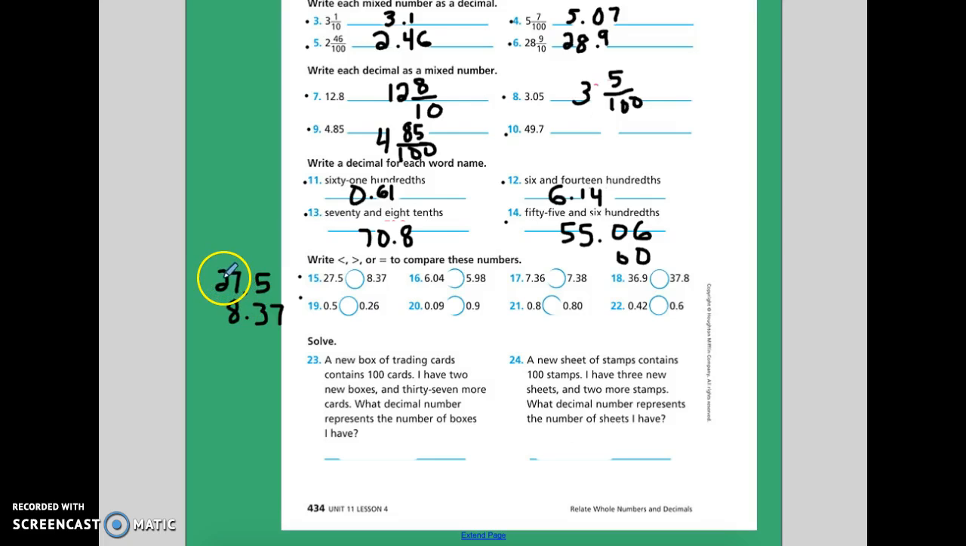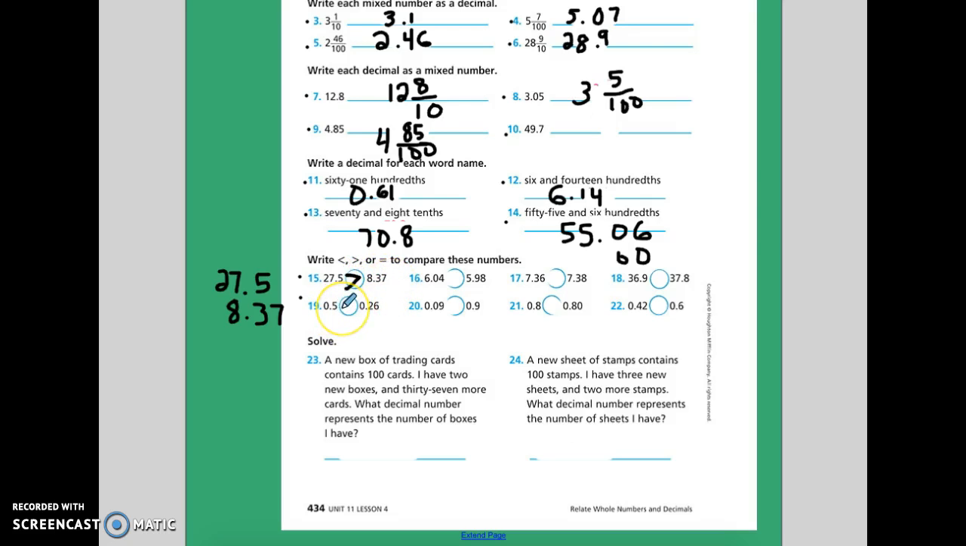Okay. And then we're going to decide which one is bigger, or are they equal. So I start in the 2s, or in the 10 spot here. I look here and there's nothing in the 10 spot here. So right off the bat, I know that 27 is bigger than 8. So that one makes it easy, that this is the bigger number. 27 and 5 tenths is bigger than 8 and 37 hundredths.